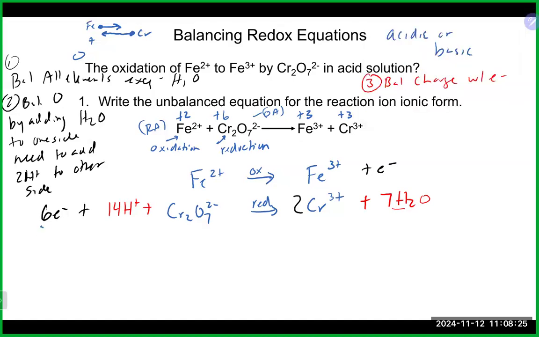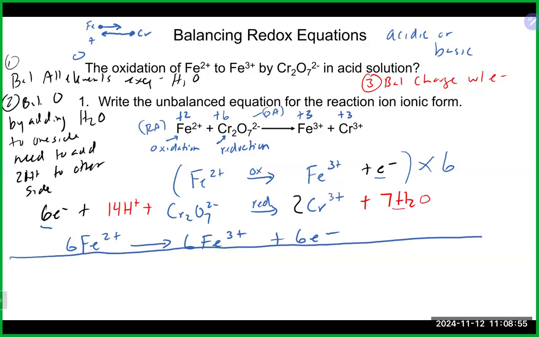On the bottom here, we have 6. Top one, we have only 1. So we will need to multiply, in this case, just the top guy by 6 so that we can have the same number of electrons in each. I'm just going to rewrite it underneath. That will give me Fe2+, and I should have 6 of them, going to 6 Fe3+ and 6 electrons. So again, all I did is just distribute that 6 to everyone, not just the electrons. At this point, we do have the same number of electrons. So now we can add the half reactions together.